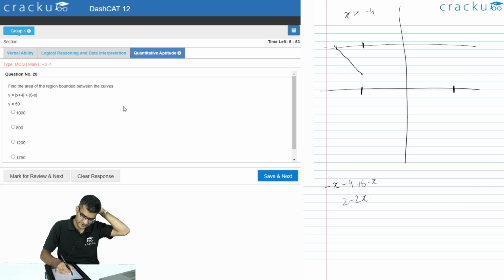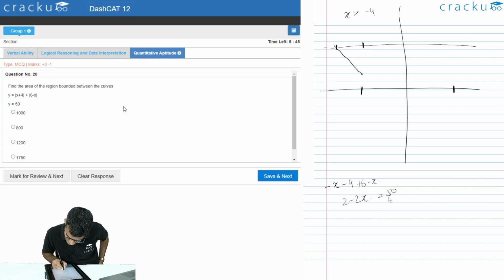And at what point is it going to meet? It will meet at 2 minus 2x is equal to 50. Or this is 48 is equal to minus 2x. Or x is equal to minus 24. Okay. And what will happen when it lies between these two? This will be x plus 4. Okay, then it will be a trapezium. It will be like this. Okay. And I'm assuming it will again go up like this.